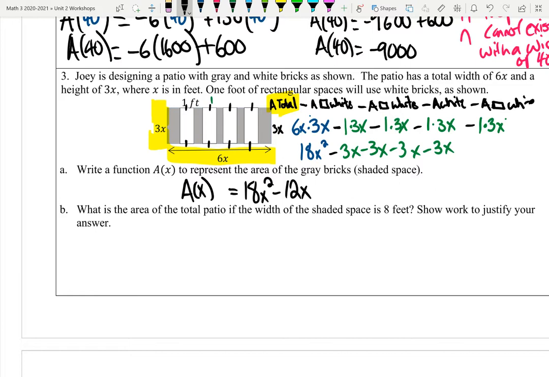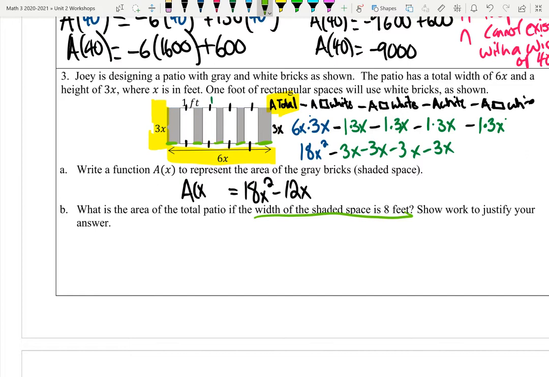Okay. What is the area of the total patio if the width of the shaded space is 8 feet? The width of the shaded space is 8 feet. That means from here to here, here to here, here to here. To better illustrate that, I'm going to use green. The width of the shaded space is 8: here, here, here, here, and there. All of those regions put together is going to be 8 feet.